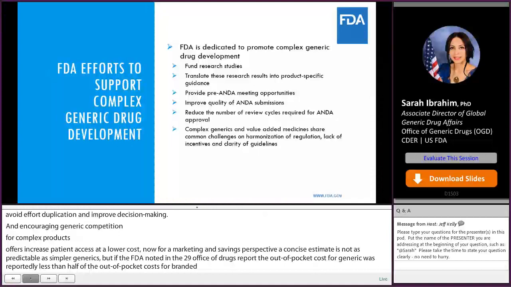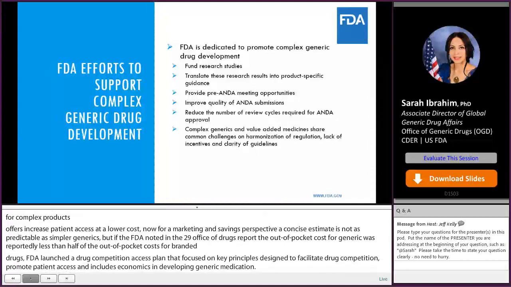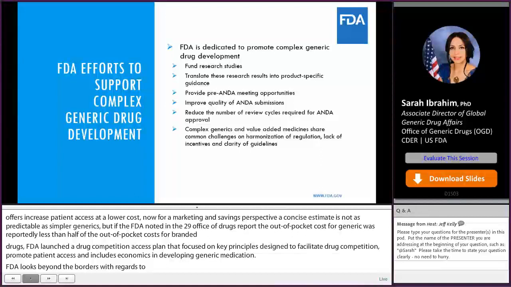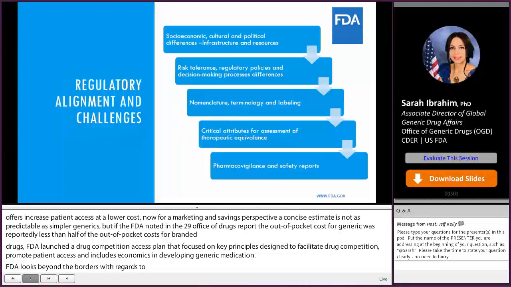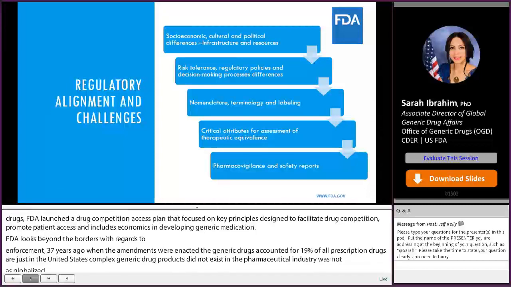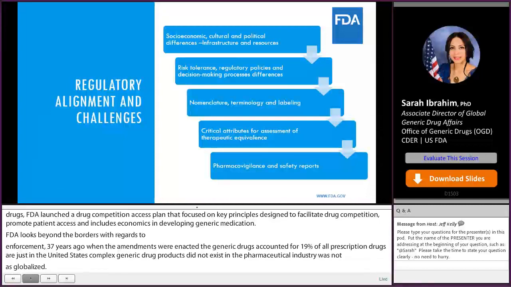37 years ago, when the Hatch-Waxman amendments were enacted, generic drugs accounted for only 19% of all prescription drugs purchased in the United States. Complex generic drug products did not exist, and the pharmaceutical industry was not as globalized. Our opportunity for harmonization is now, and movement toward common standards for global development for generics can improve access to generic products with substantial healthcare savings.